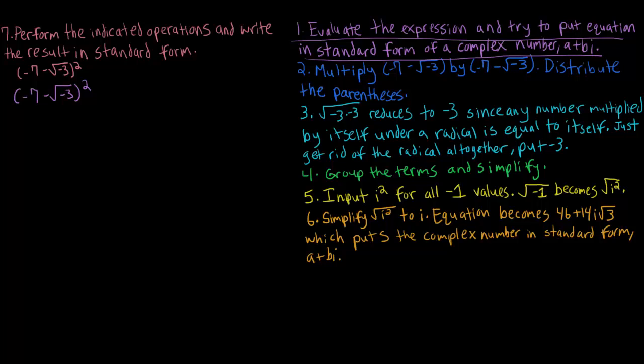So step 2, since we have an exponent to the second power, we want to multiply negative 7 minus the square root of negative 3 by itself, and then we want to go ahead and distribute the parentheses. So negative 7 minus square root of negative 3 all times itself. Then we want to distribute each of these terms.